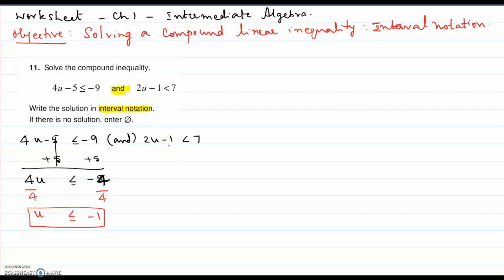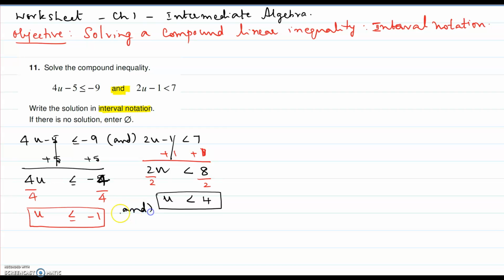Then let's find out the second inequality, and we'll solve for u. So add 1 to both sides. So it will be 2u is less than 8. And now you divide both sides by 2. So we get u less than 8 over 2, that will be a 4. So remember, these two are connected by and. u is less than or equal to negative 1. u is less than 4.